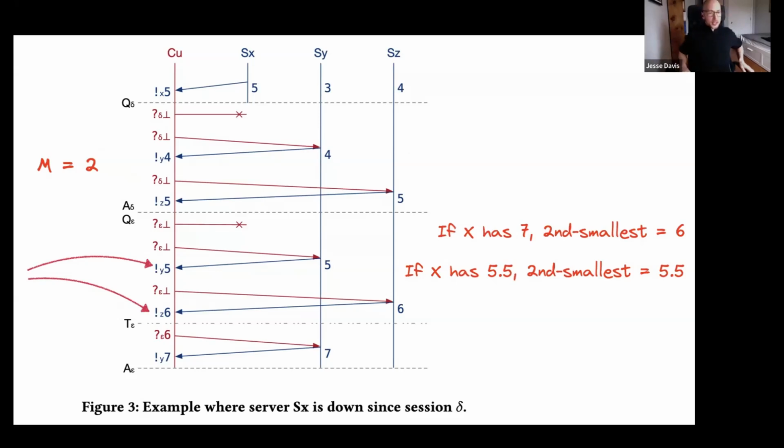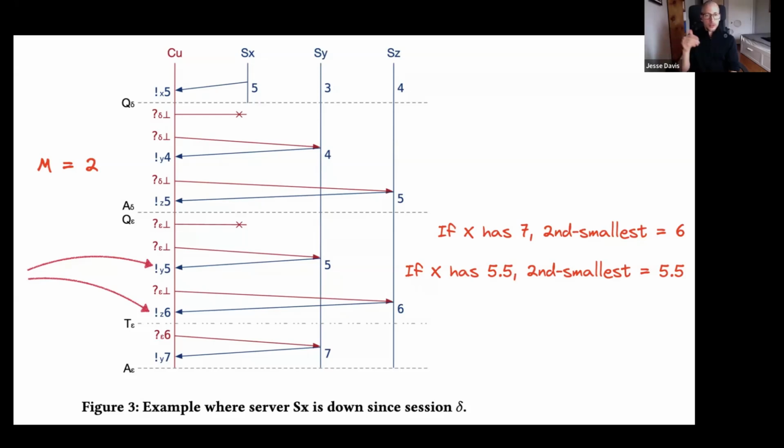Now, in the next session, the client gets a 5 and a 6 from the service that it can reach. X is still unavailable. The thing is that it doesn't know the second smallest timestamp now, because if server X was talking to some other client in between, X might have advanced to 7. So if X has 7, then the second smallest value will be 6 out of 5, 6, and 6.